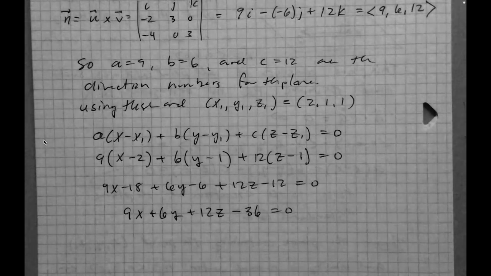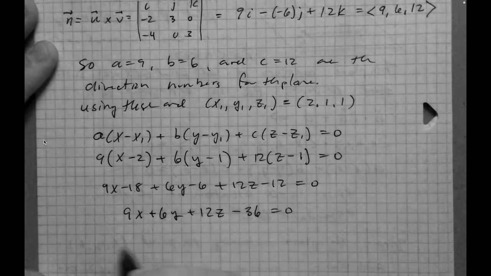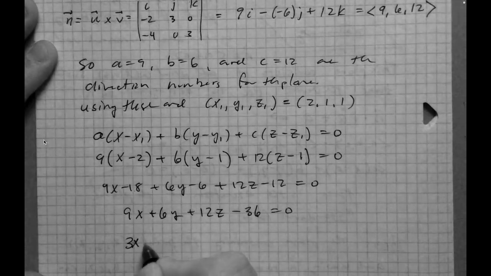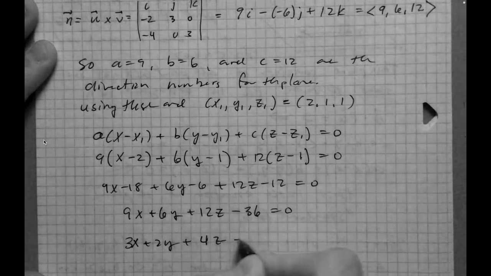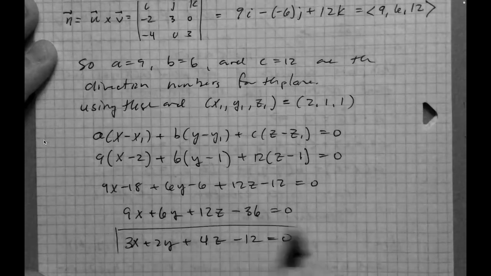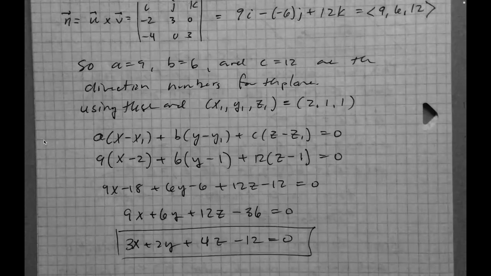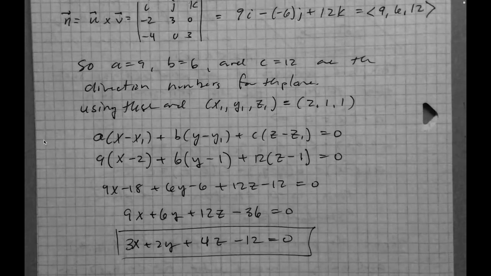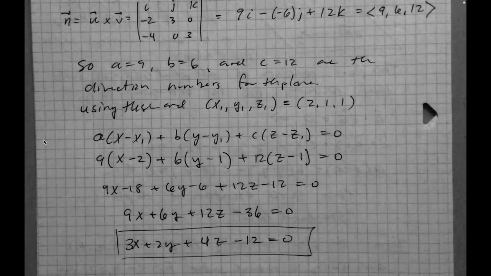And then we could simplify this by dividing everything by 3. And so we get 3x plus 2y plus 4z minus 12 equals 0. Okay, and that is the desired equation for the plane that we're asked to find. So this would be the equation in standard form.